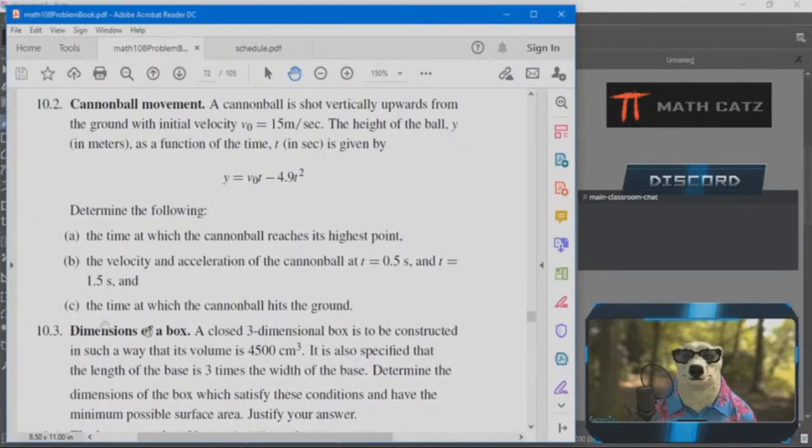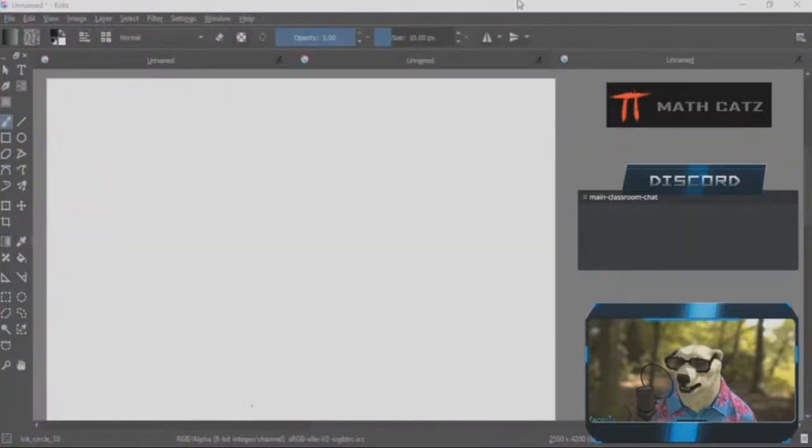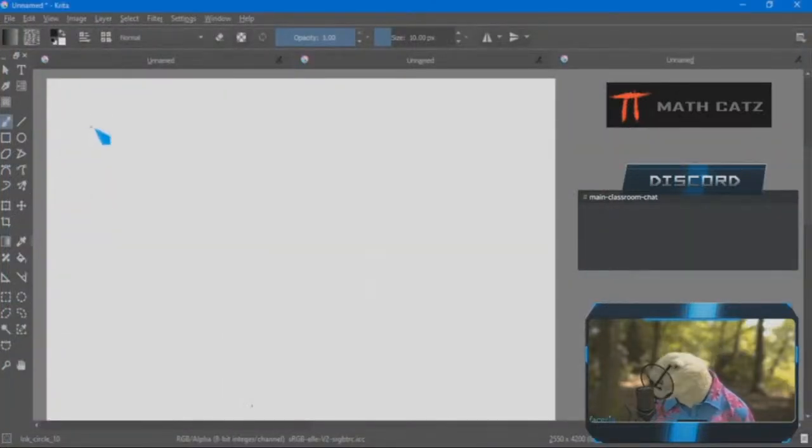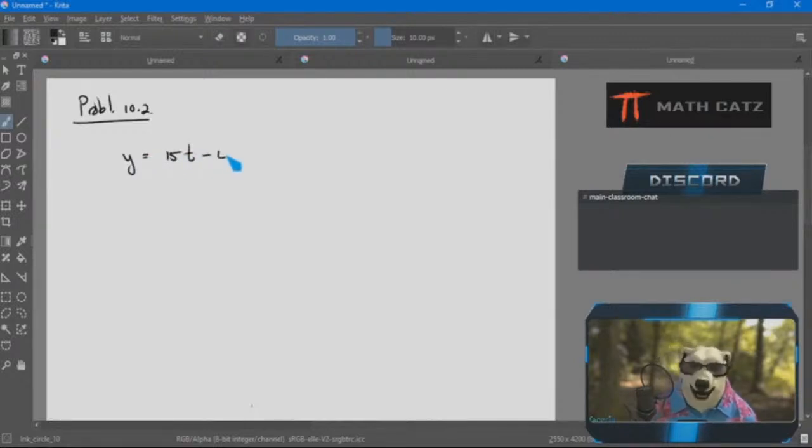I want to determine the following things. Determine the time at which the cannonball reaches its highest point. And then some other stuff. All right, so let me just copy some stuff over here. We have problem 10.2. Okay. Good, 10.2. So I have my function, y equals 15t minus 4.9t squared.